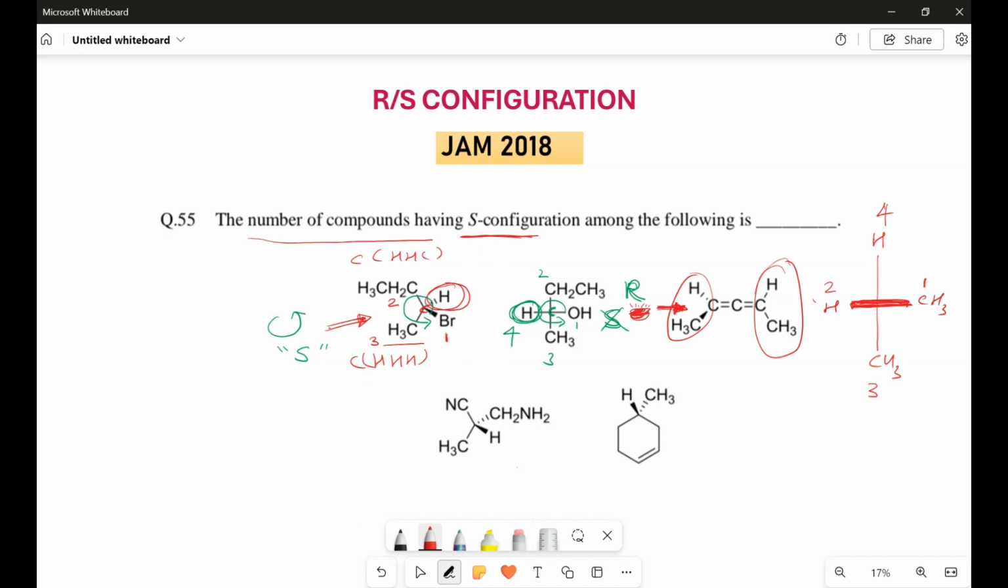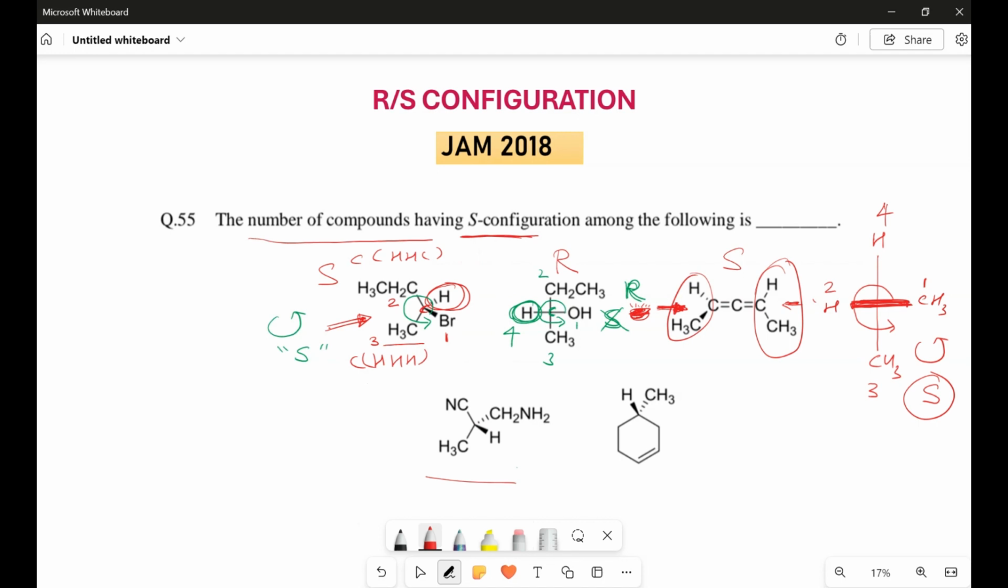So it is S. As we have seen, I view from either side, and either side I'm getting the S configuration. So this compound is also S. This compound is R. This compound is S. Now look into the fourth compound. For the fourth compound, I'm going to assign priority from this side.